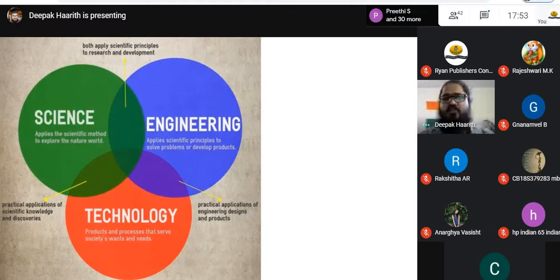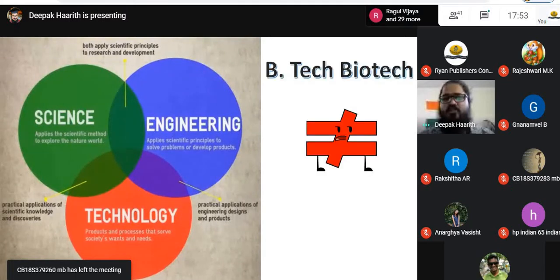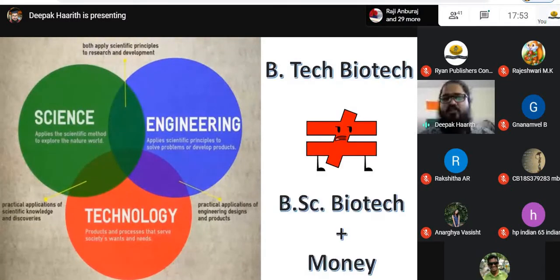So applying science is engineering, and applying engineering to life is technology. And they do overlap, but it's very important to know that there are different branches of STEM education. Therefore, BTech Biotechnology is not the same as BSc Biotechnology with more money and job opportunities.